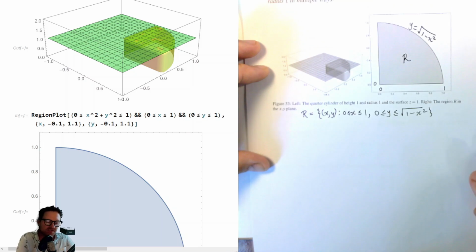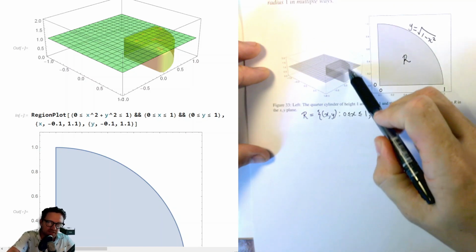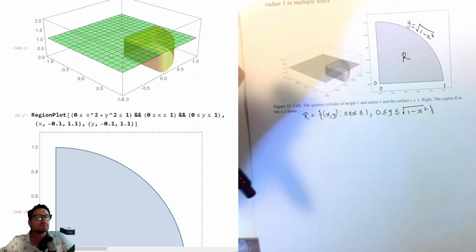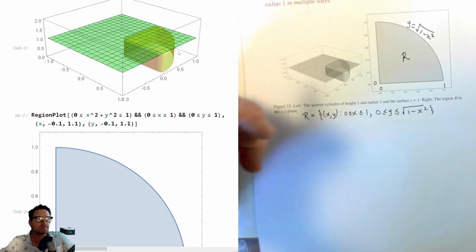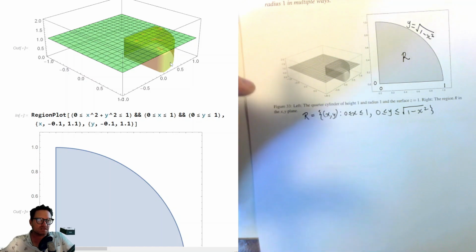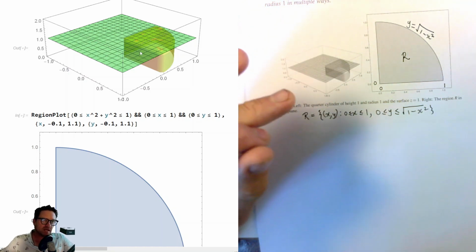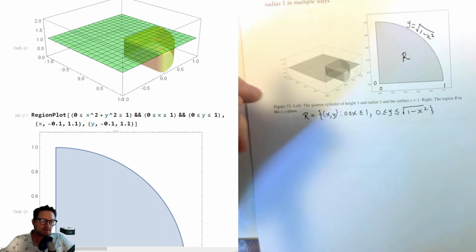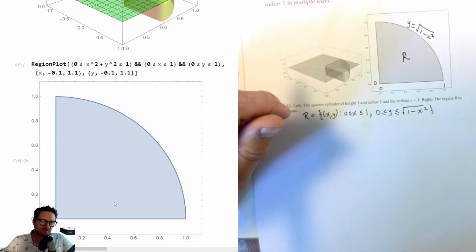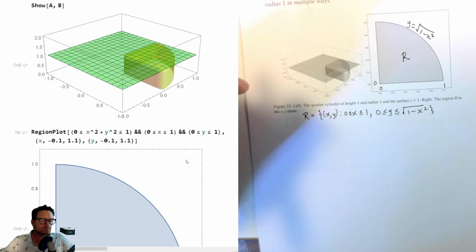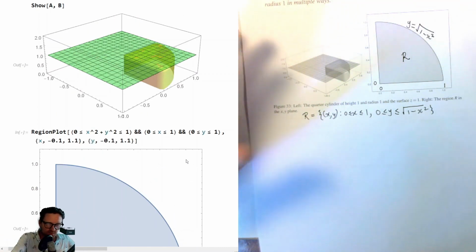Okay, so remember how we set this out. Now we're calculating the volume of this, looks like a slice of cheese, right? But it's a quarter cylinder. So the volume of this quarter cylinder, the area under the plane z equals 1, inside this shaded region right here. Okay, so we know our region.